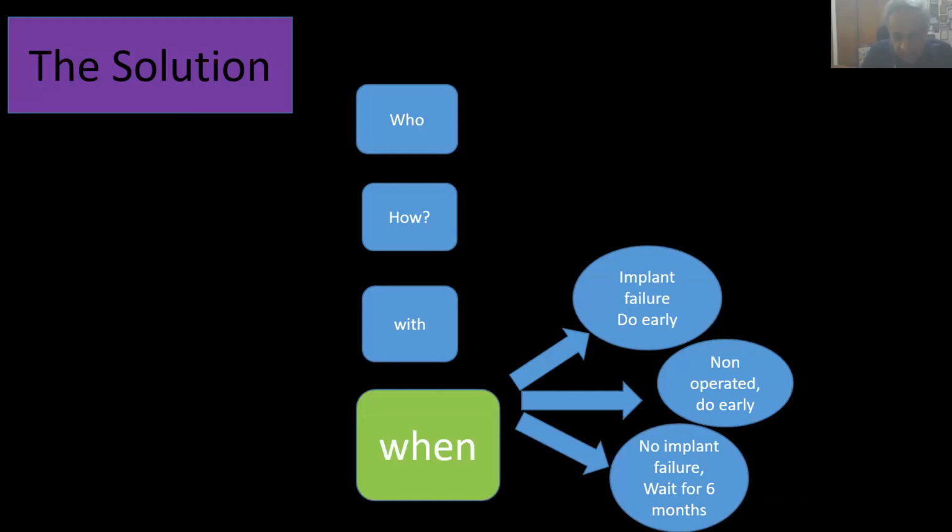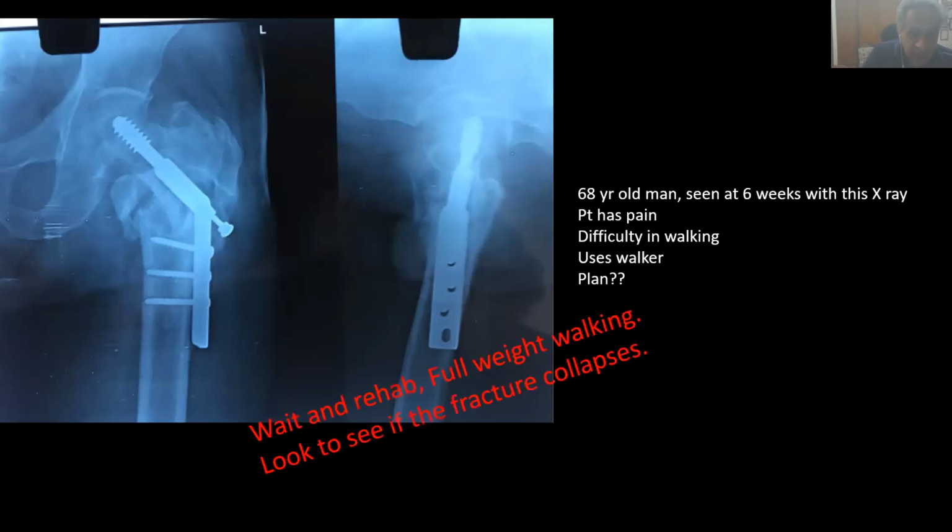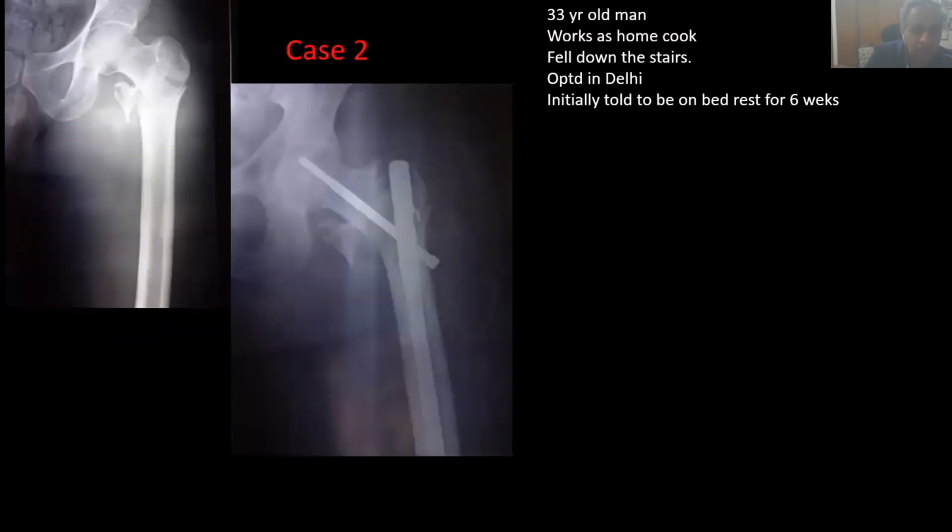The other thing in decision making is who requires an early operation and who doesn't. Say somebody like this who walks in at about 2 months, the implant is holding on, and you know that around 2 months he's likely to be healing, and he's slightly elderly. That's not the time to get in. You can let him walk on it and see if the pain settles down. So maybe you don't have to do anything about it. This man, I would rehab at this stage.